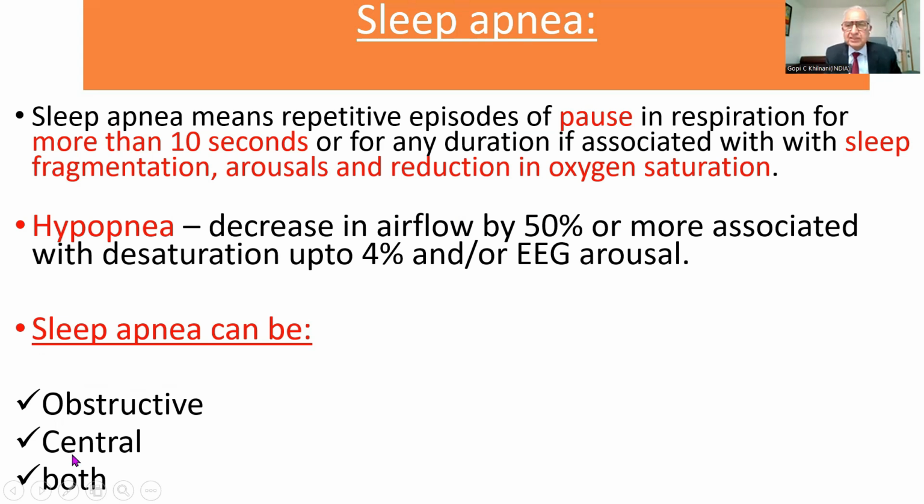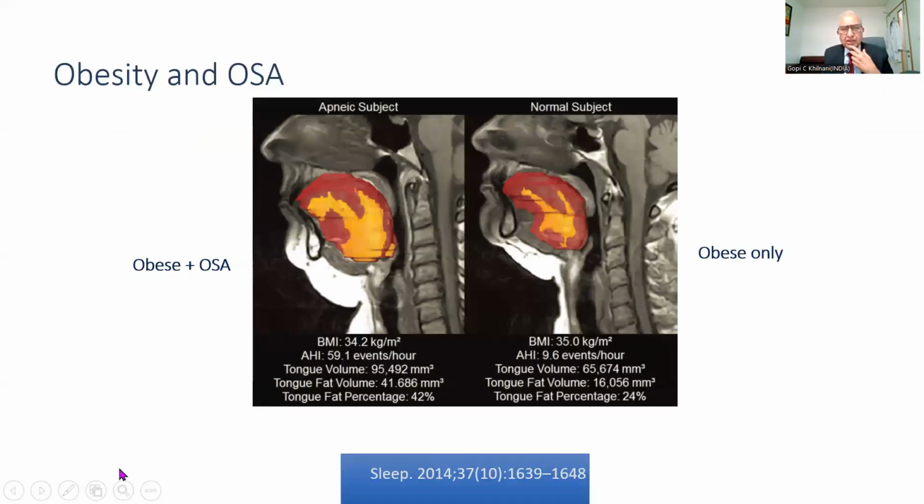We will not be discussing central sleep apnea, which is a neurological condition, or as I said, it can be both. So what happens in obesity? As I said, all obese persons do not have sleep apnea. Now this is a person who is obese, his BMI is 35, his AHI is 59, apnea hypopnea index, because his tongue volume is too large. The yellow is the fat content in the tongue. Another person who is equally obese, BMI of 35, but his AHI is only 9.6, and his tongue volume is less and the fat content is also less.